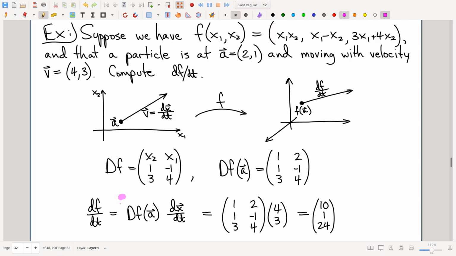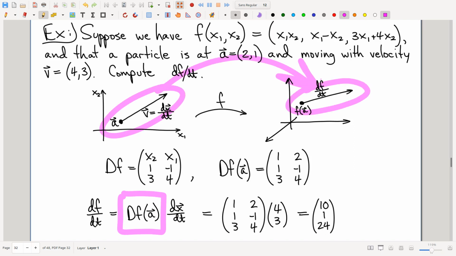The derivative matrix for f turns my input velocity, which is given there, into my output velocity that I've been asked to compute there. How are we doing? Everybody okay with that?